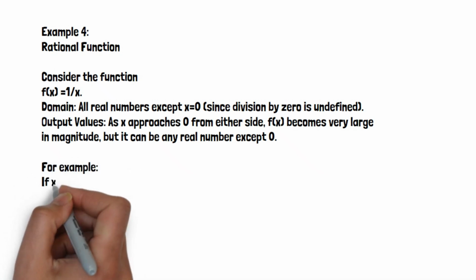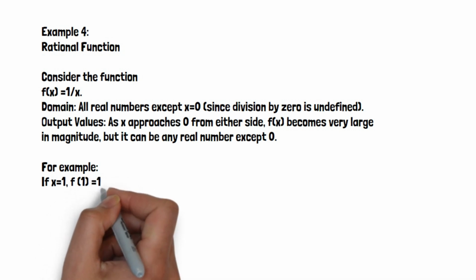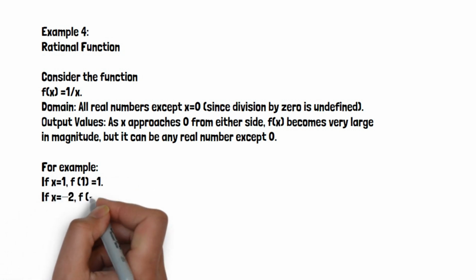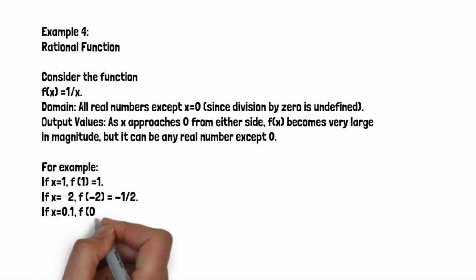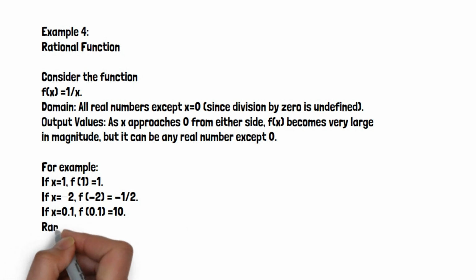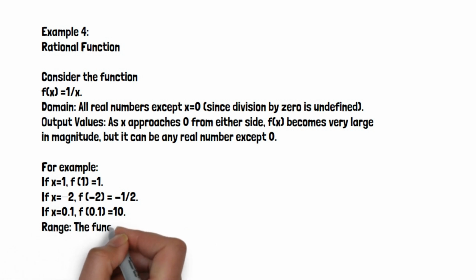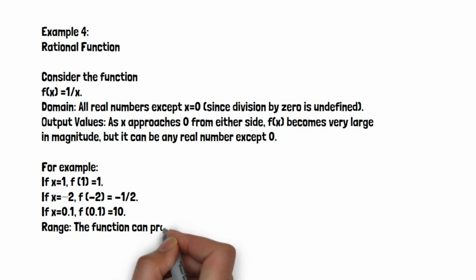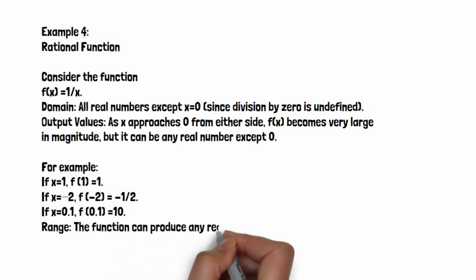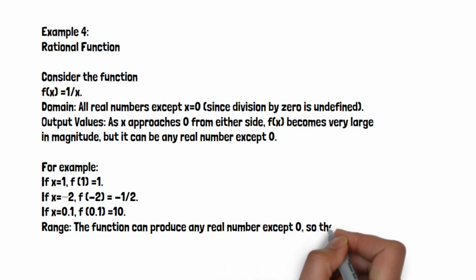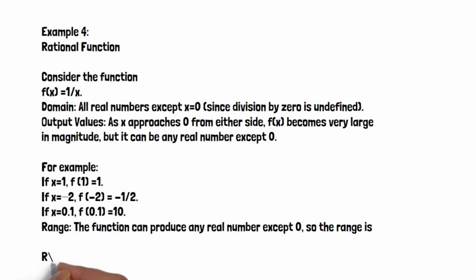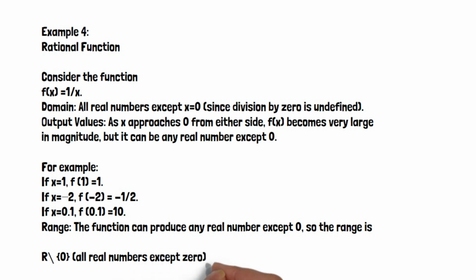For example, I plug in x equals 1, so this will give me 1. And if I plug in x equals minus 2, the function will become minus 1 by 2. And at x equals 0.1, the value of the function is 10. So you see, the function can produce any real number except 0. So the range will be all real numbers except 0. I hope this example is clear to you.